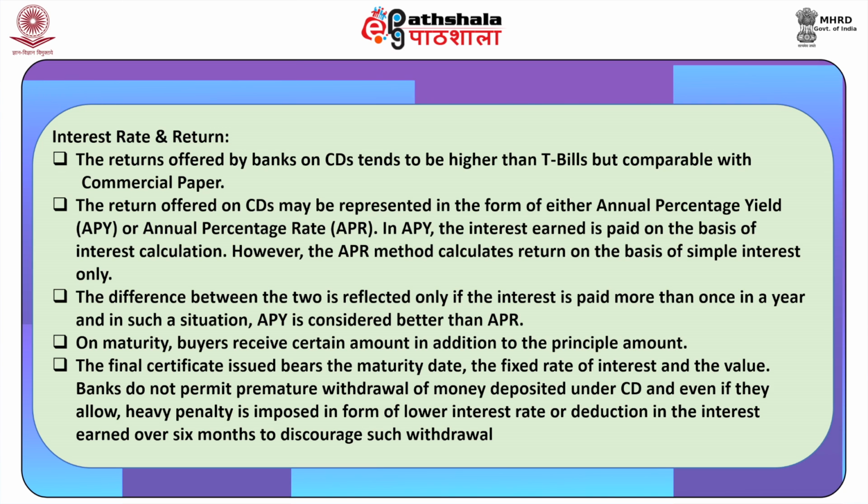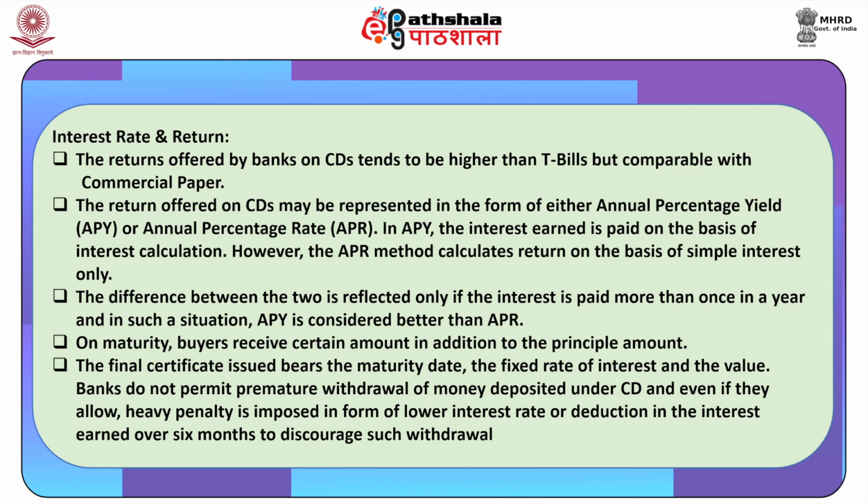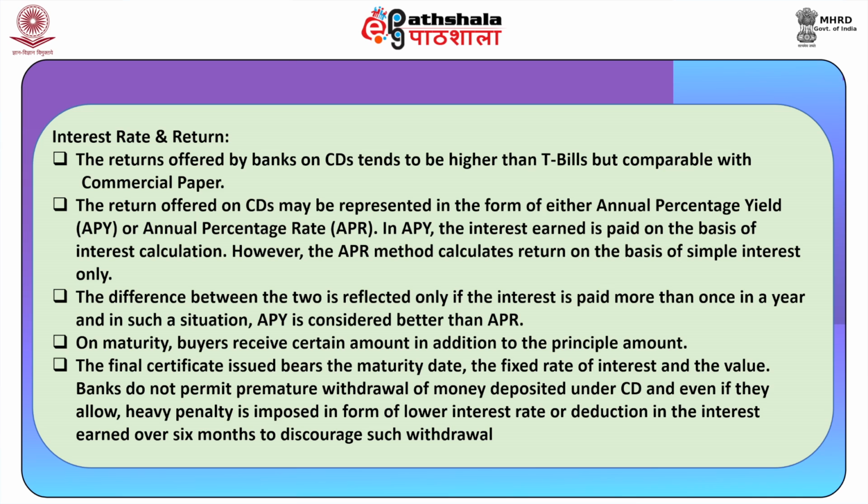Since in APY the interest earned is paid on the basis of compound interest calculation, however, the APR method calculates return on the basis of simple interest only. The difference between the two is reflected only if the interest is paid more than once in a year, and in such a situation APY is considered better than APR.